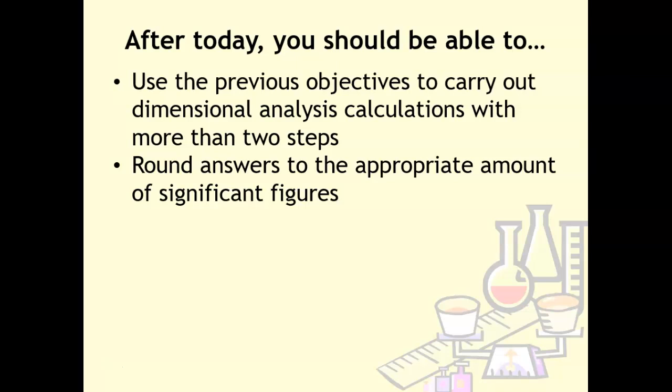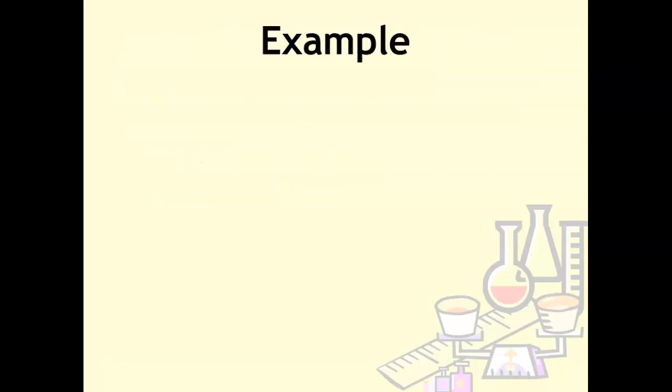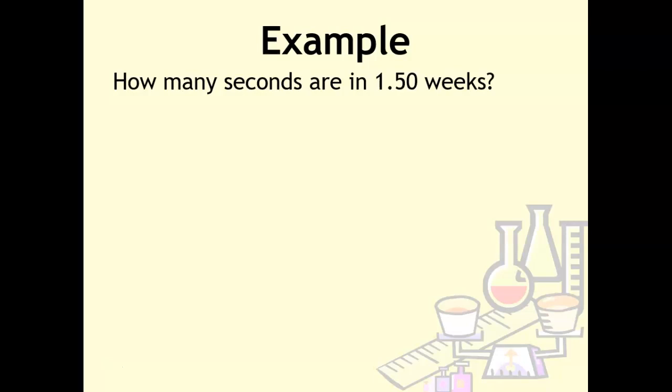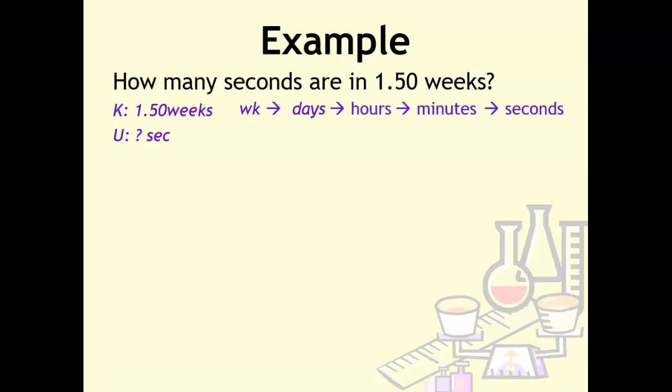Now, we already had that video on significant figures, so we're going to kind of touch on that just a little bit. So it says, how many seconds are in 1.5 weeks? Well, you know that we're going from weeks to seconds. So from weeks we go to days, days to hours, hours to minutes, minutes to seconds. There are many more steps in this. You can have quite a few steps.